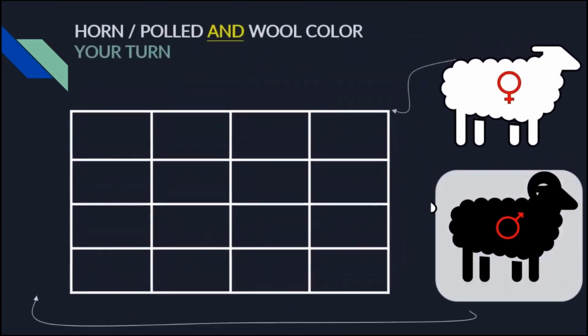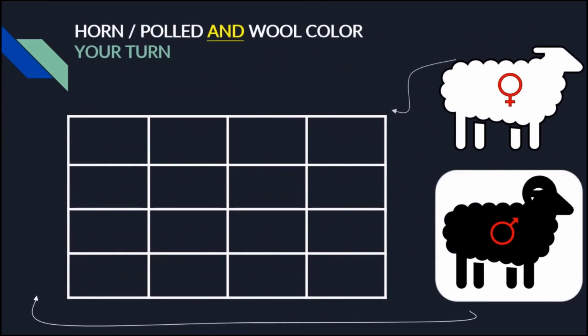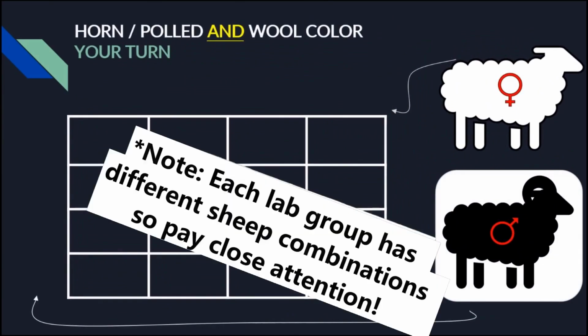So next, you're going to carry out your own dihybrid cross using the sheep that are provided for you in your Canvas course module.